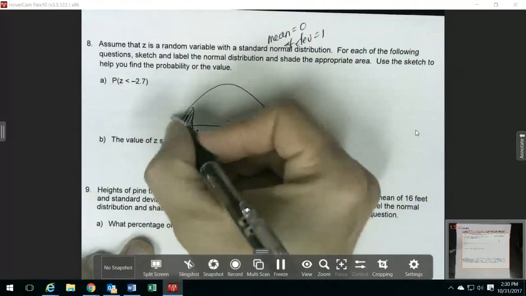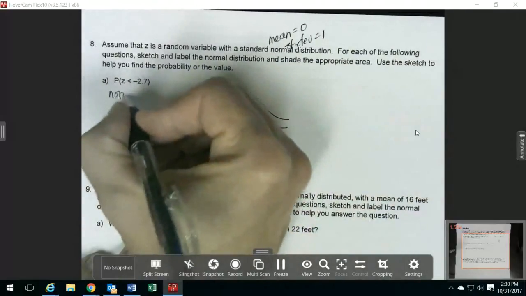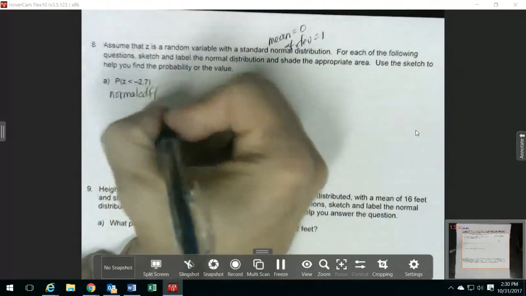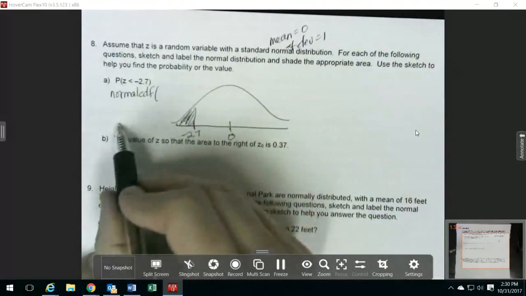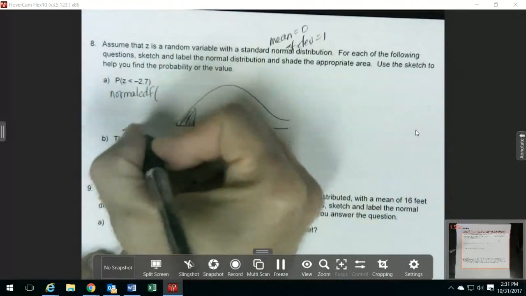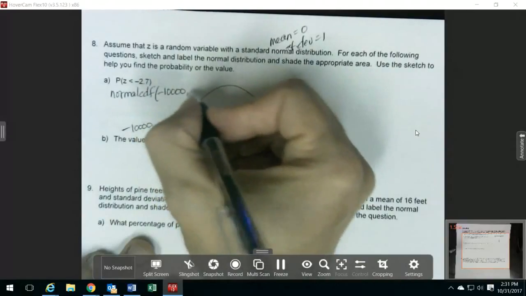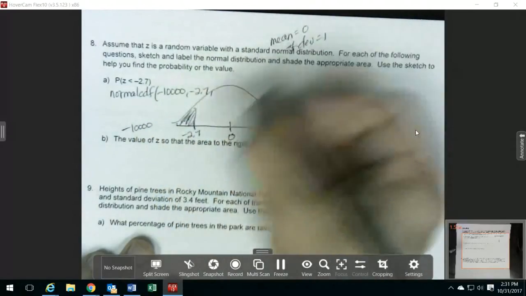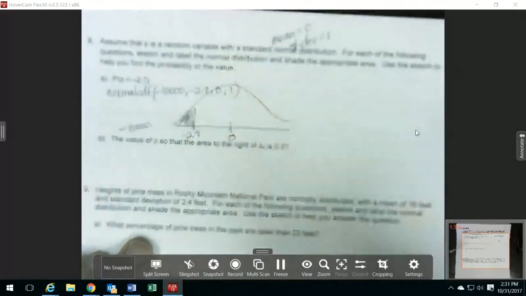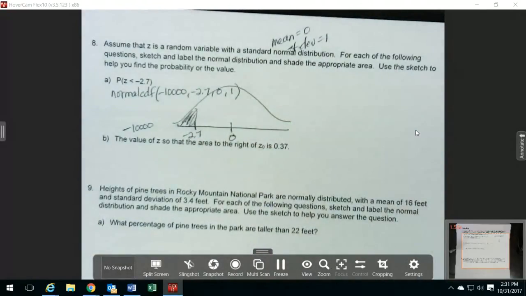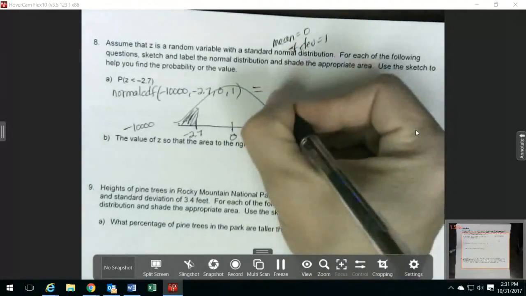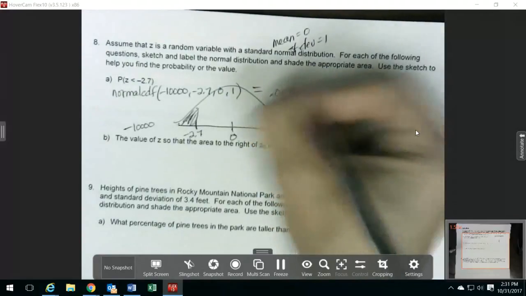So on my calculator, I'm going to use normal CDF. For my lower bound, since this keeps going down this way, I'm going to use a big negative number like negative 10,000. For my upper bound, it's going to be the negative 2.7. Then my mean is 0 and my standard deviation is 1. So I get 0.0035.